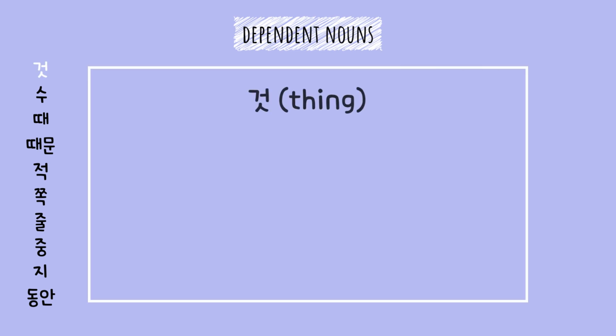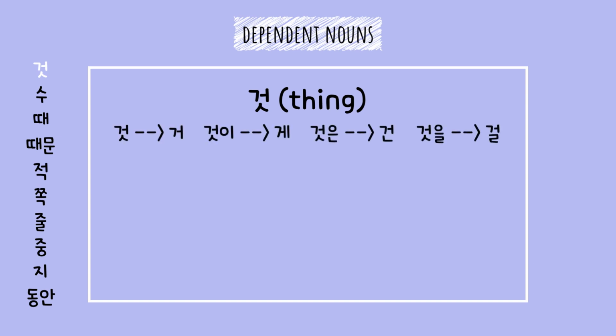The first dependent noun we'll cover is the most important one, got. It means thing in the most general sense of the word. Since it's so common, it's often shortened to go, and when it appears with the most common particles, it has special shorter forms. For example, with the subject particle, it is shortened to ge. With the topic particle, it is shortened to gon, and with the object particle, it is shortened to gol.